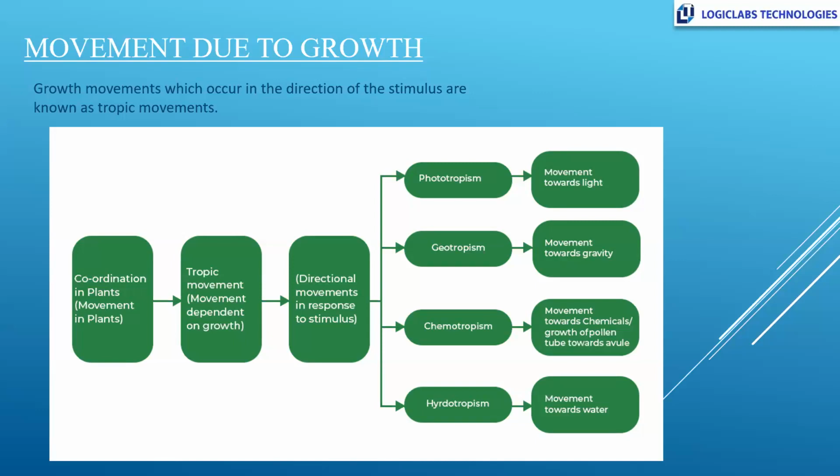Some may move towards light, so we will discuss all that. Next one is the directional movements in response to stimulus. As already discussed, we have the touch-me-not plant, where if we touch it with our hand, automatically the leaves shed down. That is due to the stimulus. Now the different types of tropisms, or movements in plants, are phototropism, geotropism, chemotropism, and the last one, hydrotropism.